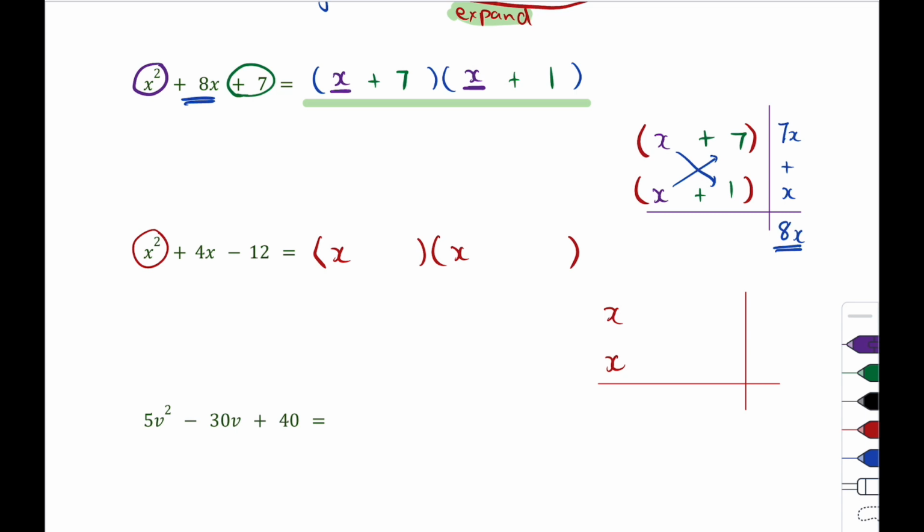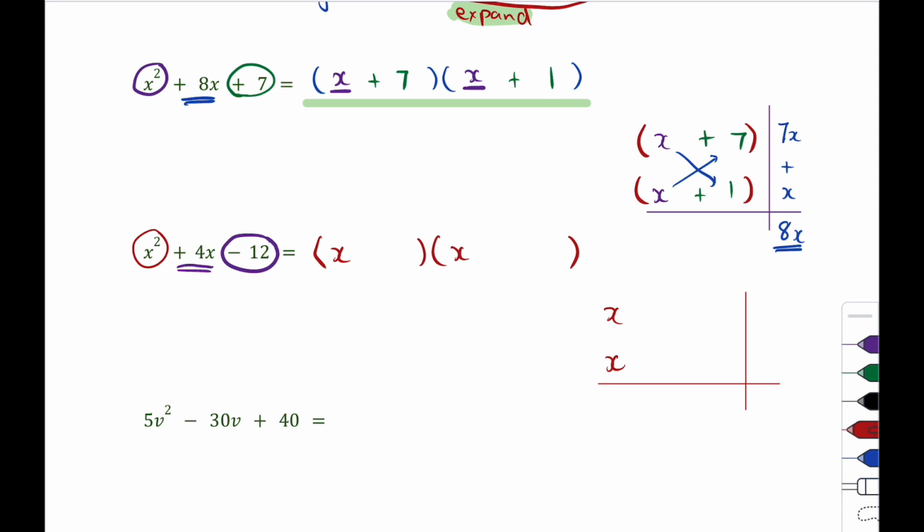And then I need the factors of negative 12. Well, if it's a negative number, that means one of the factors should be negative, like negative 4 times positive 3. But what I need in the end is positive 4x when I multiply out to get my middle term.